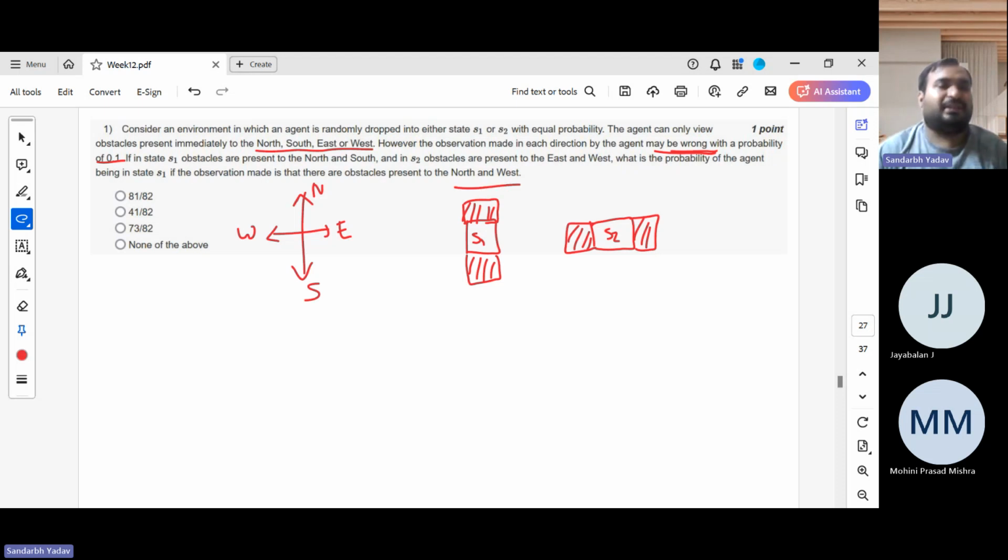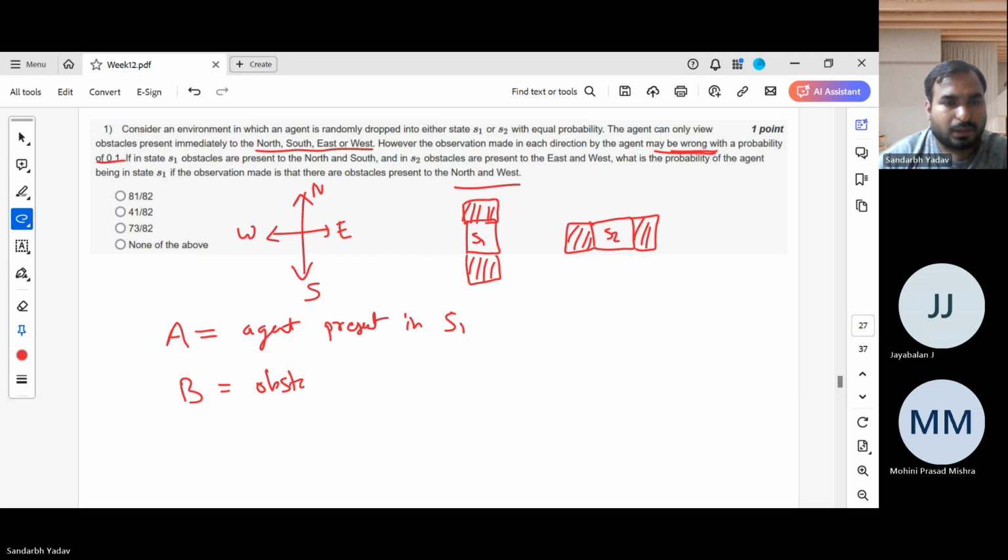So again, as usual, we will define the events first. A is the event: the agent is present in S1, and B is the event that there are obstacles present in north and west. These are the two events, and they are asking if the observation made is B. So basically B is given to us. Given B, what is the probability of A?